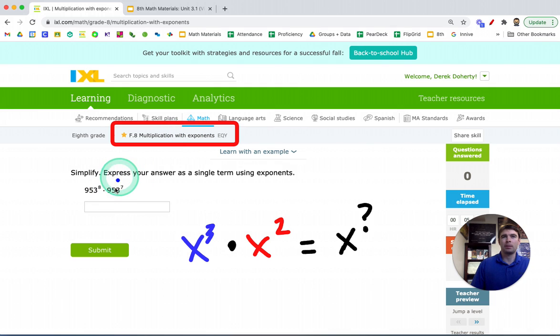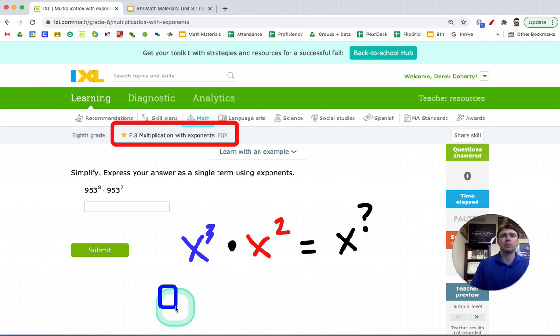And before we jump into this first problem, there is a basic rule about multiplying with exponents that we kind of need to know for F.8. I have an example here that says x cubed times x squared, the same base terms multiplied with exponents, would equal x to what power? And I'm going to write this out a little bit.